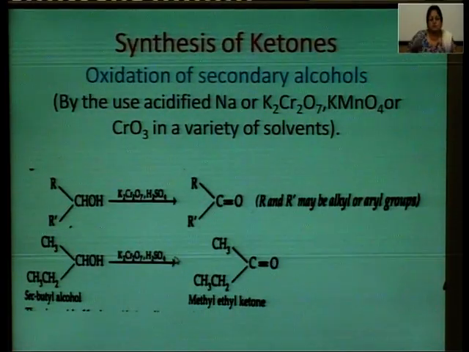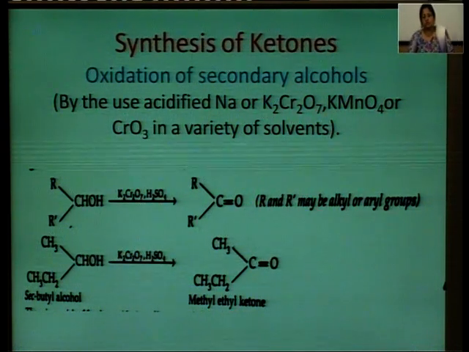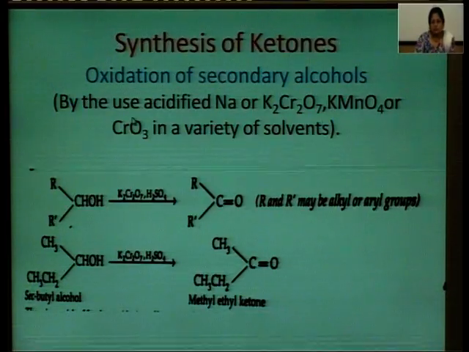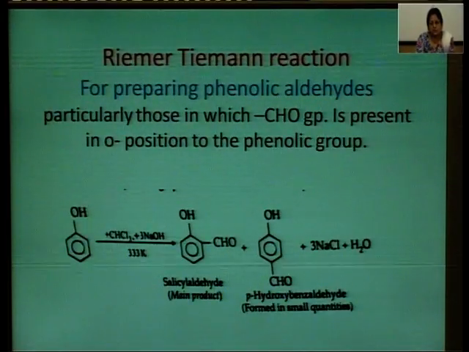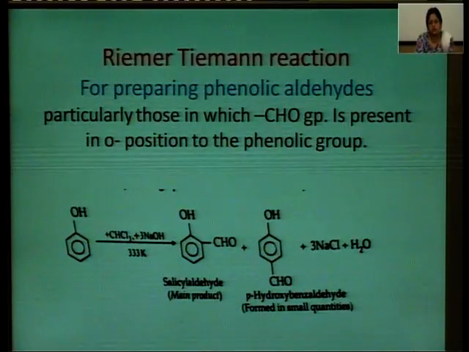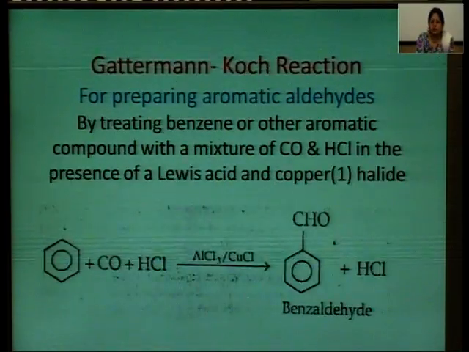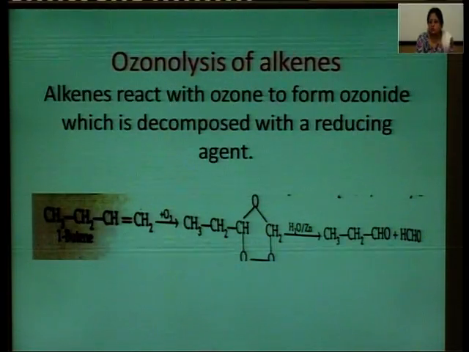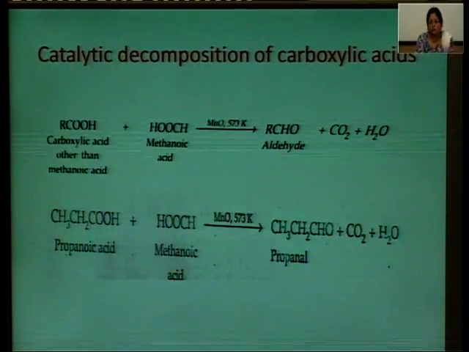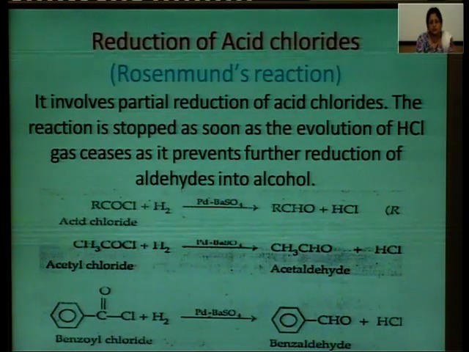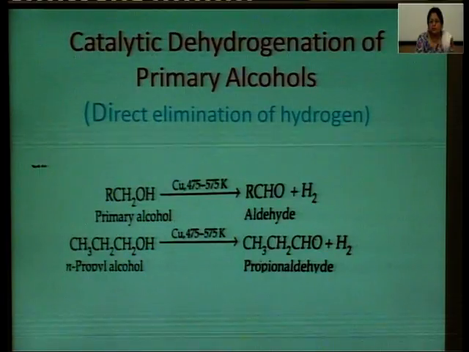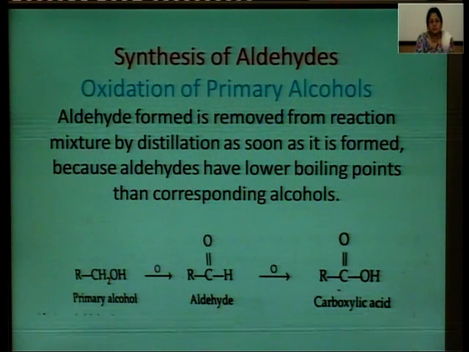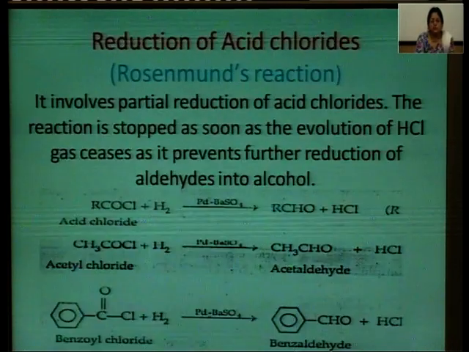Next method for the synthesis of the ketones is the oxidation of the secondary alcohols. Till now we have discussed the synthesis of the aldehydes. We have discussed various methods for synthesizing the aldehydes, that is the Reimer-Tiemann reaction, Gattermann-Koch reaction, oxidation of methyl benzene, ozonolysis of the alkenes, catalytic decomposition of carboxylic acids, reduction of acid chlorides, and catalytic dehydrogenation of primary alcohols. And the very first method for synthesizing the aldehyde is the oxidation of the primary alcohols.